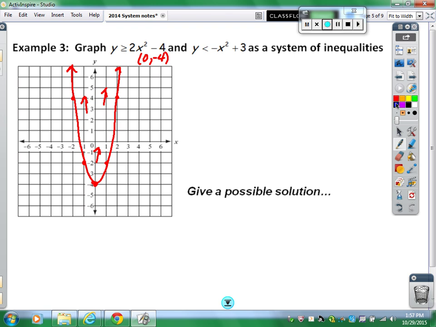This is less than, so it's going to be dashed, and the vertex is (0, 3), and a is -1. So (0, 3). This thing gets flipped. So I'm going to go 1 down, reflect, 2 down 4, reflect, 3 down 9. Remember, you want to take it all the way off the graph. So this is going to be dashed.